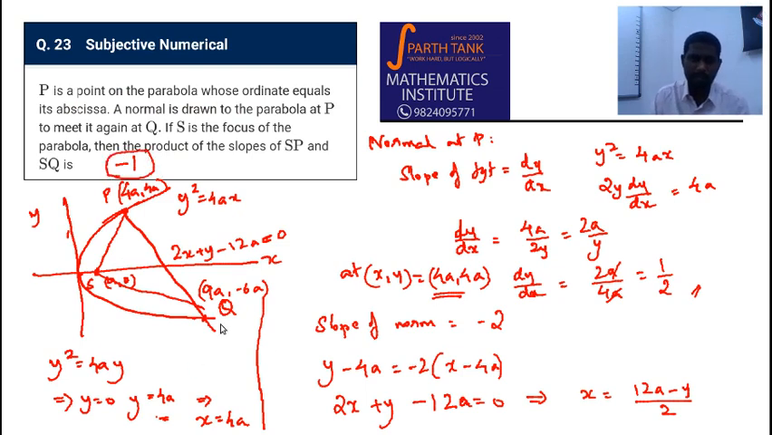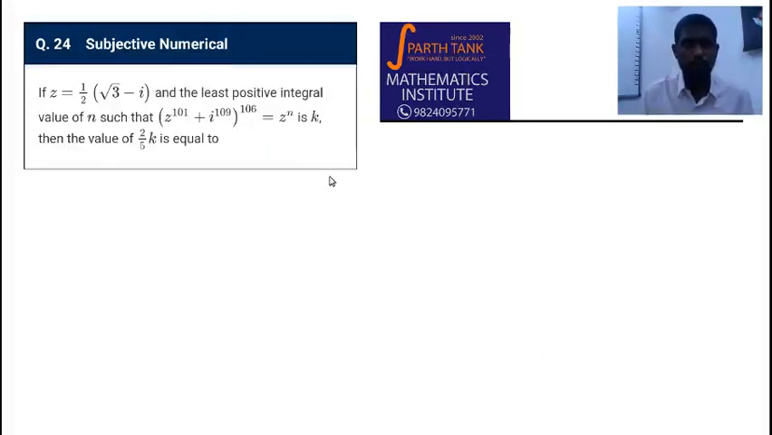Okay, a bit lengthy, but based on very simple ideas. Find the slope of the tangent, find the equation of the normal, find where it intersects again, and then find the two slopes and multiply them. Let us go to the last but one question. z is 1 by 2 (root 3 minus i) and the least positive integral value of n such that this expression is z to the power n, then the value of 2 by 5 of n. Okay, so let us see.